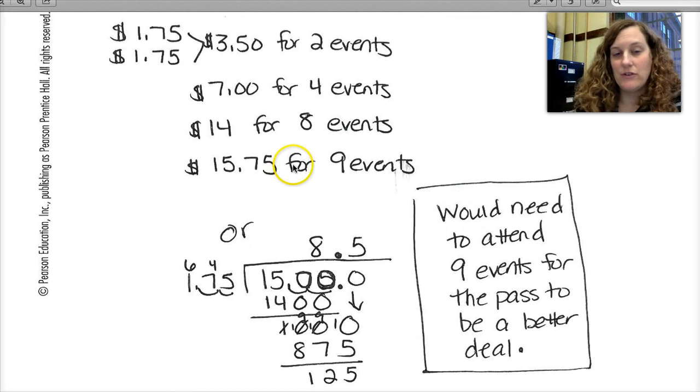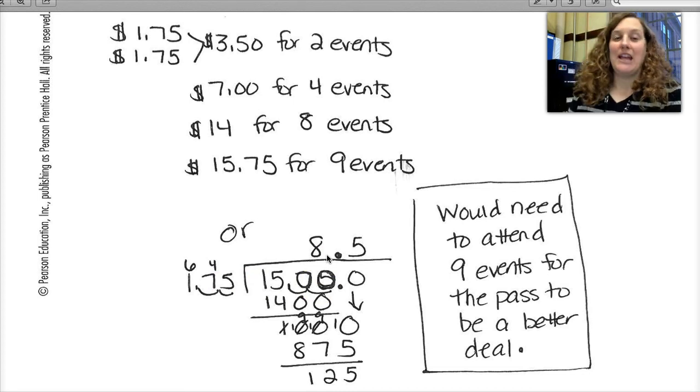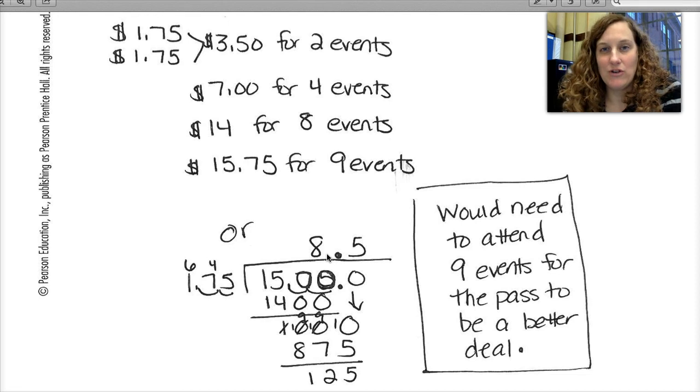You could have also done this using division by taking the $1.75 for the price of a ticket and the $15 pass and dividing it. So $1.75 goes into 15 8.5 times. So you technically would have to go 8.5 times to break even. Can't go 8.5 times. So 8. If you go 8, you buy it individually. If you go 9, then you buy the pass because that's a better deal.